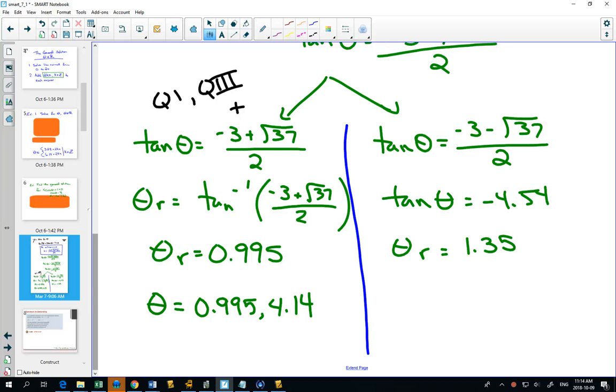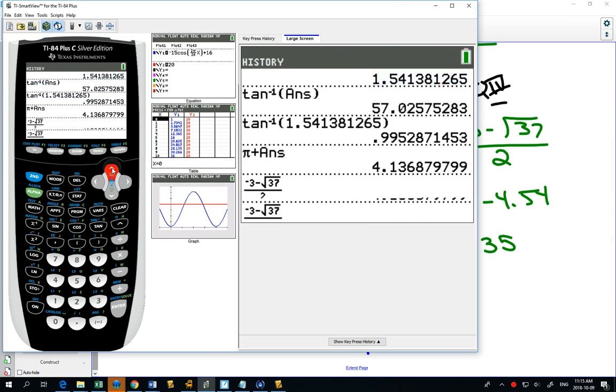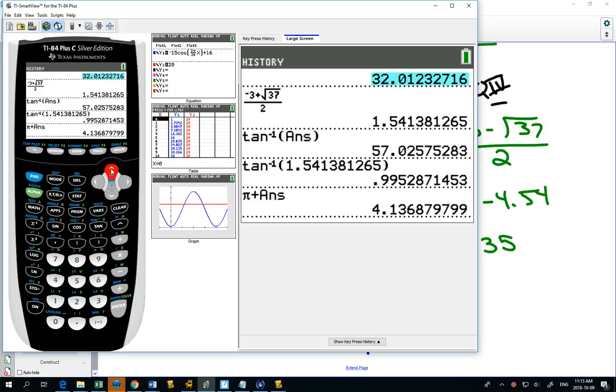Which quadrants is it going to be in this time? This is negative, so it'll be in quadrant 2 and quadrant 4. What was the actual number from the other one? Before the reference angle, tan theta was what? We can go up and take a peek. 1.54.